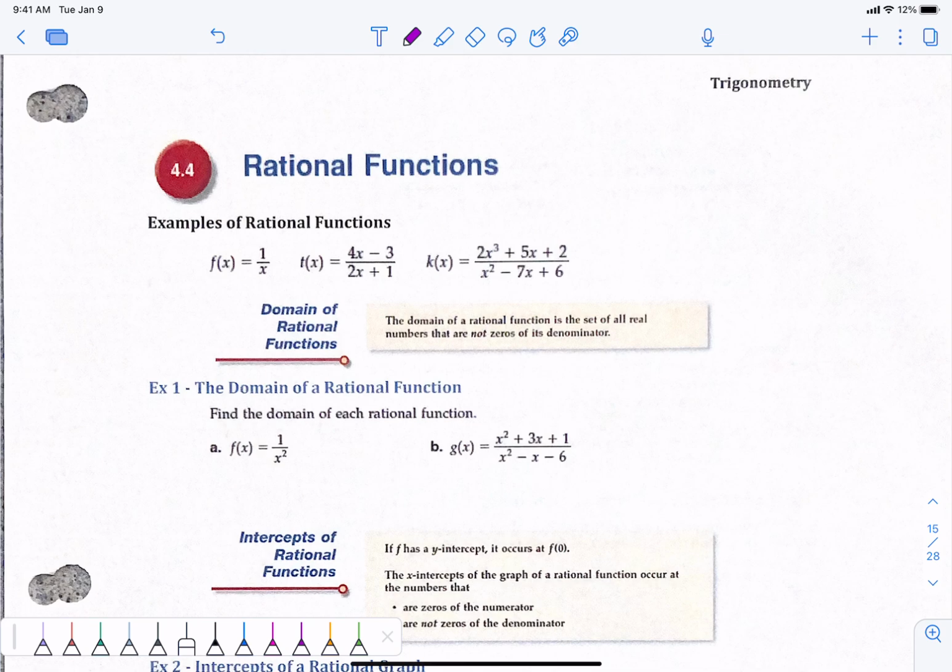All right, guys, this is section 4.4, rational functions. We are starting this. We might get through the notes today. We'll see.